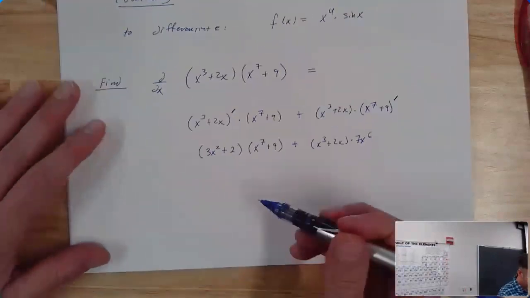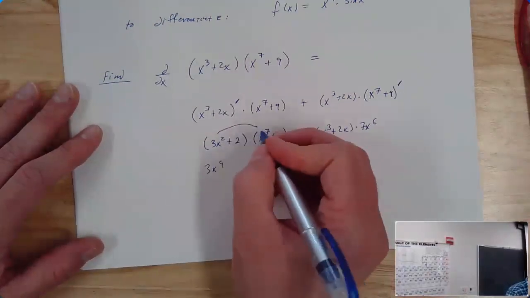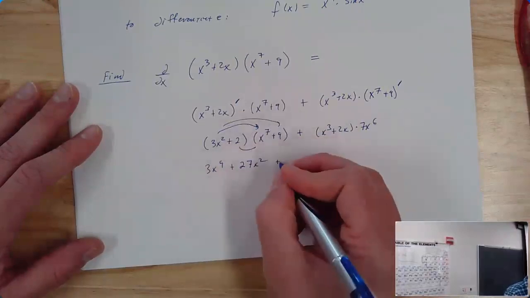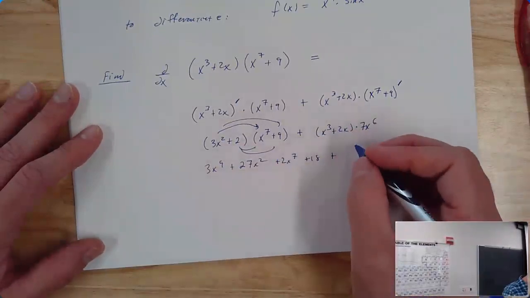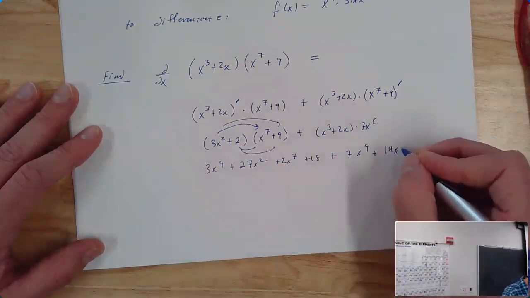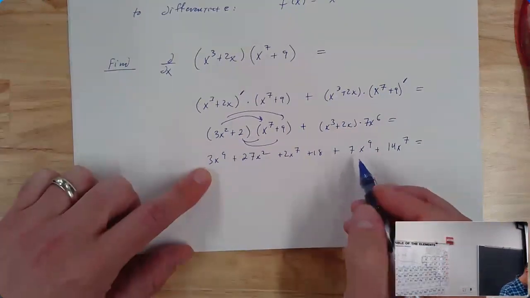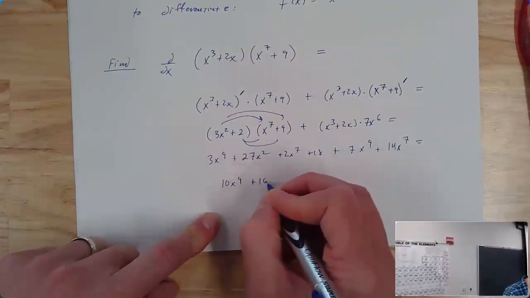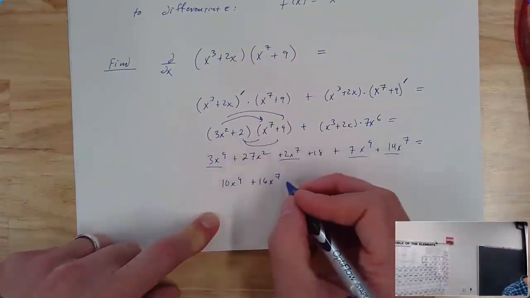So if we simplify this, which is kind of gross, we get 3x to the 9th plus 27x squared plus 2x to the 7th plus 18 plus 7x to the 6 times x to the 3rd is 7x to the 9th plus 7 times 2 is 14x to the 7th. And then combining like terms, I should use equal signs here, we get 10x to the 9th. And then we have a 16x to the 7th. And we still have a 27x squared and 18.